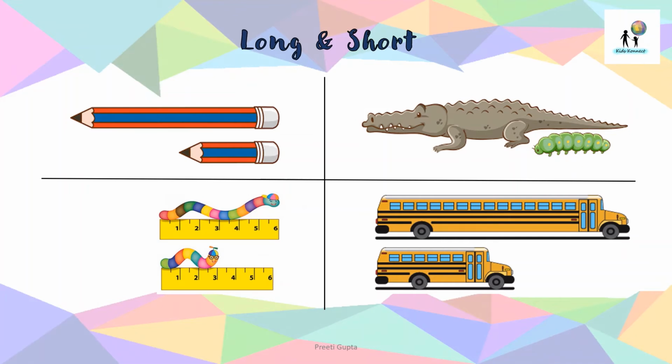Now comes the concept of long and short. This concept is related to the length of the objects. Kids can compare the length of the objects that are living or non-living which are present in and around their house. Few examples are given here.